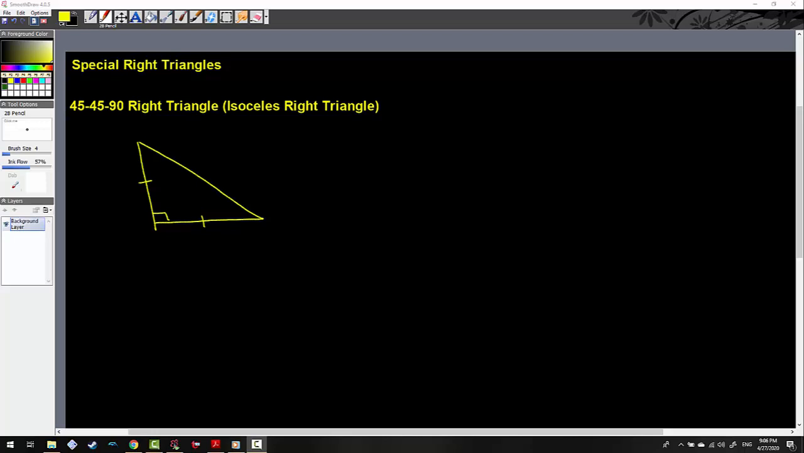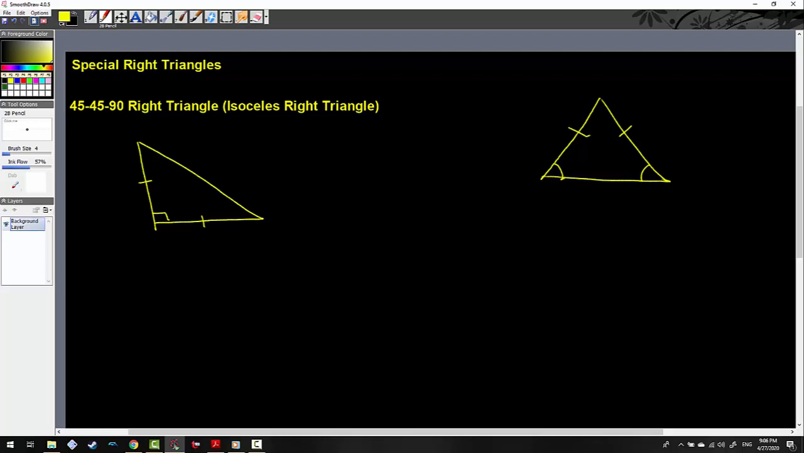In today's episode, we will be discussing special right triangles, beginning with the 45-45-90 right triangle, otherwise known as the isosceles right triangle. Before we do any problems about this, I want to explain the anatomy of a 45-45-90 right triangle. It's also known as an isosceles right triangle because, as you guys know, an isosceles triangle has two sides that are going to be the exact same length, and one of the consequences of that is that the two base angles will also have the same measure.